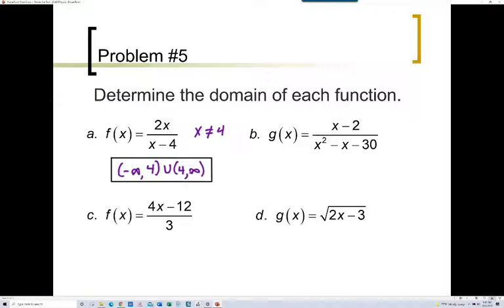The only issue we have, the only thing that's going to cause us to have a restriction in the domain is any x value that makes our denominator 0. And so it's just 4 here.